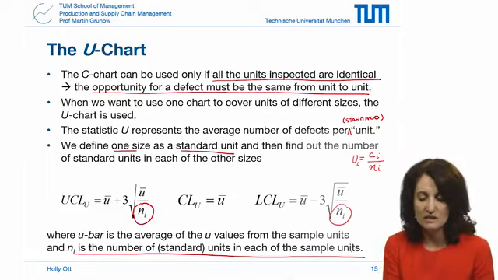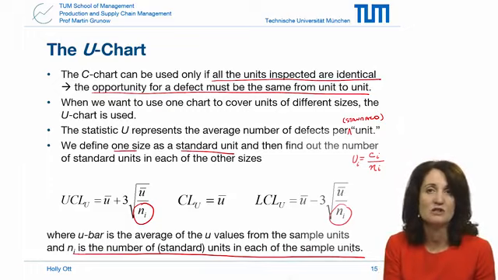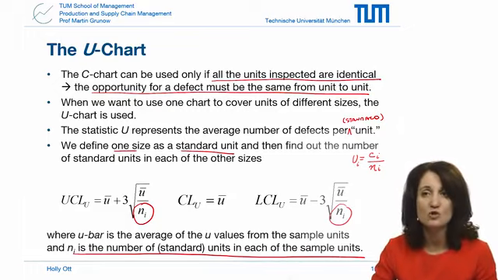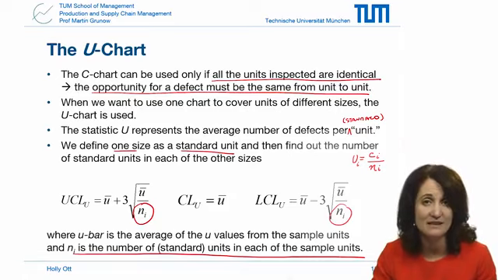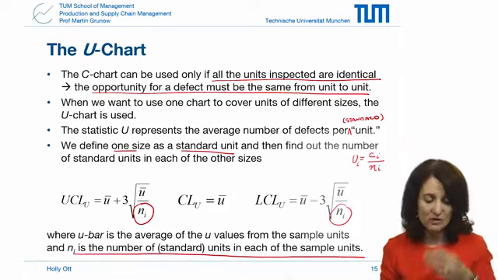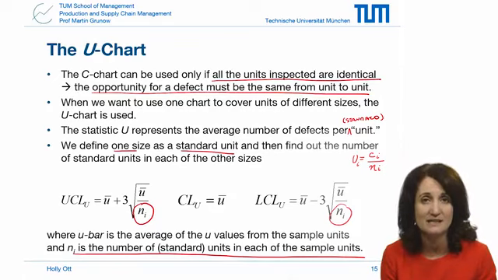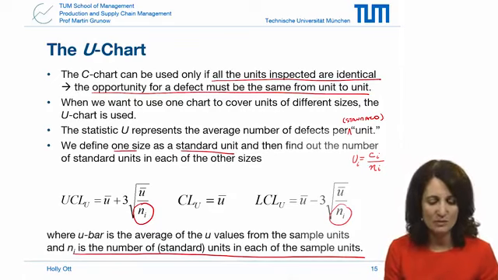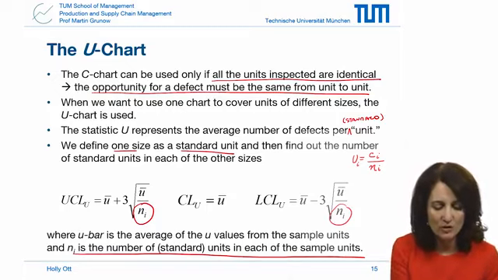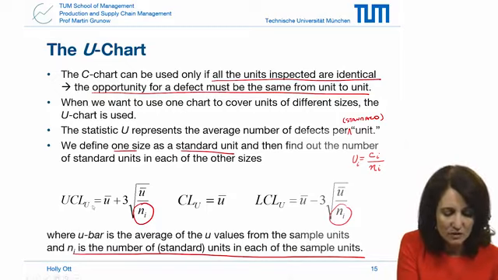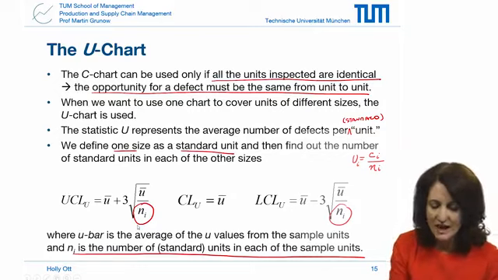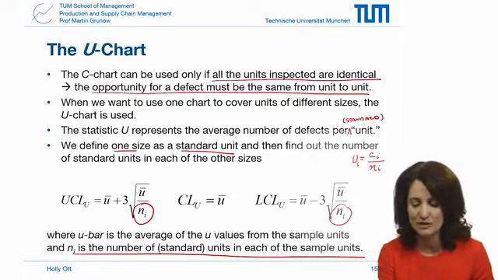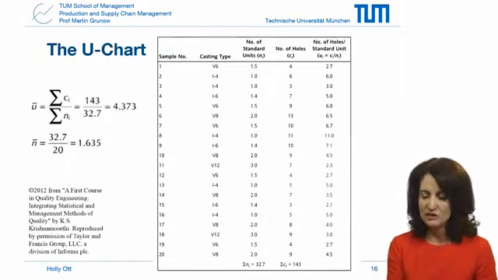A unit is going to be made up of a certain number of standard units, and your control limits then will have to reflect this. So this is very similar to our P chart with varying sample sizes. We're not going to have one constant upper control limit, lower control limit. We're going to have an upper control limit, lower control limit, which depend on the number of standard units in that particular piece. So let's go through an example.